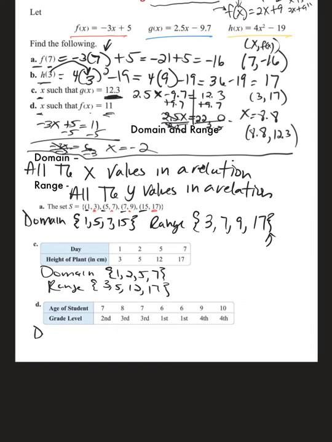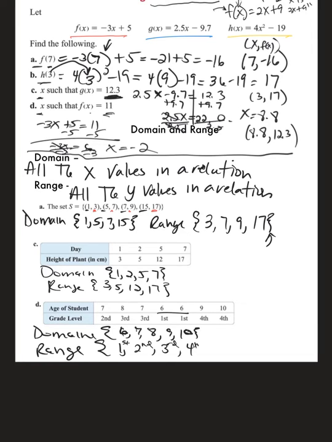For D, the domain is represented by the age of the student. I have 6, I have 7, I have 8, I have 9, I have 10. Notice that even though I had repeats in my input variable, I didn't repeat them when I was listing out all of the possible x values. I only have to write them once. The range here is first, second, third, and fourth.